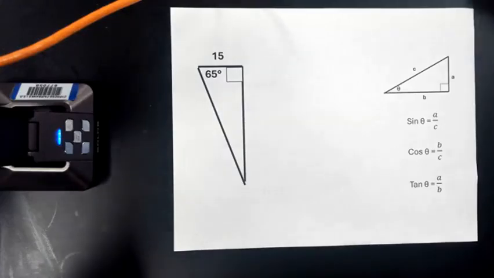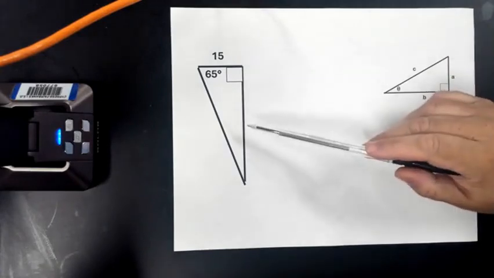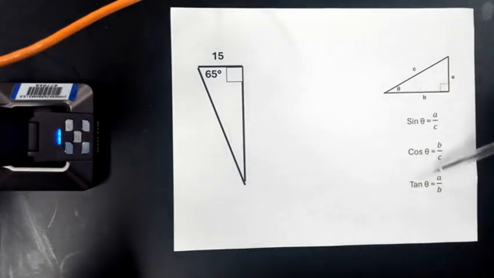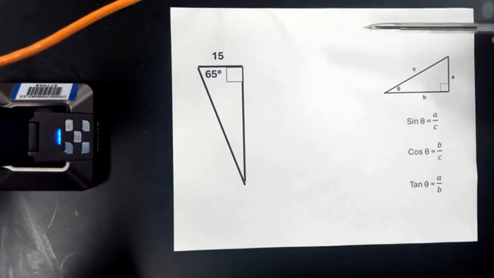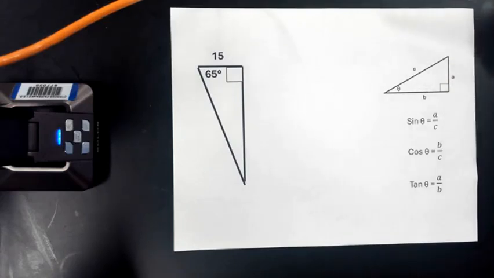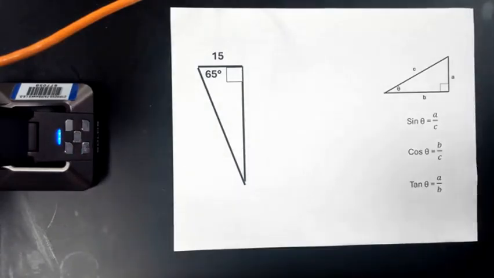Yo, what up everybody? We're going to be solving this triangle using our trigonometric identities. We're going to find the missing sides and the missing angle, and we're going to do this in under 5 minutes, so let's get started.